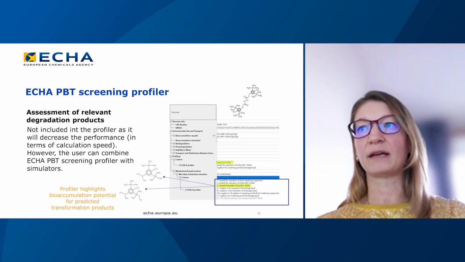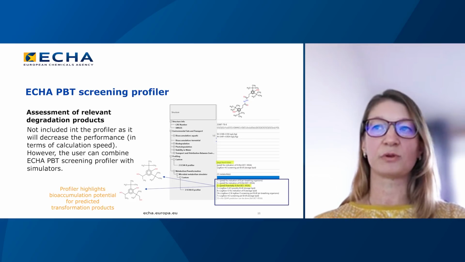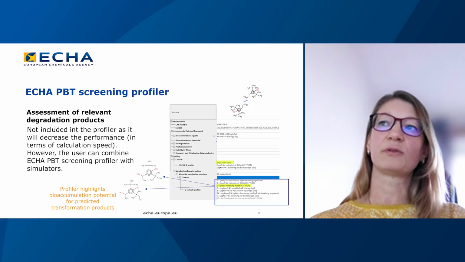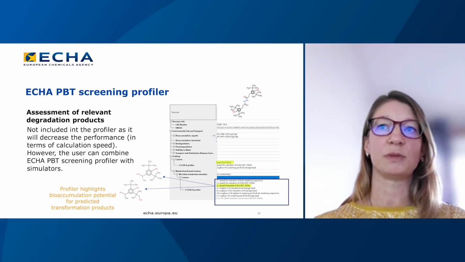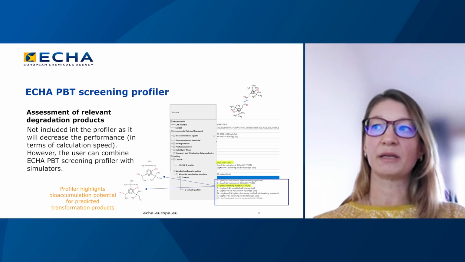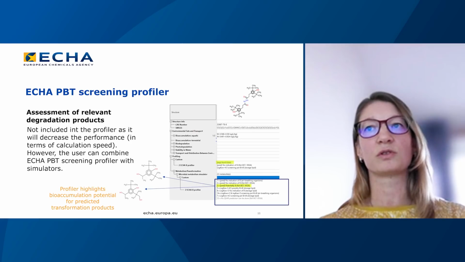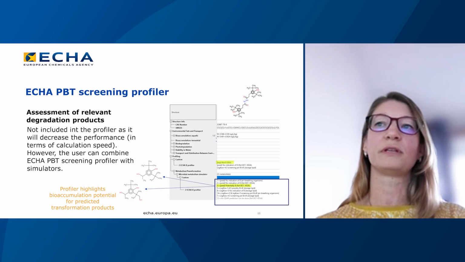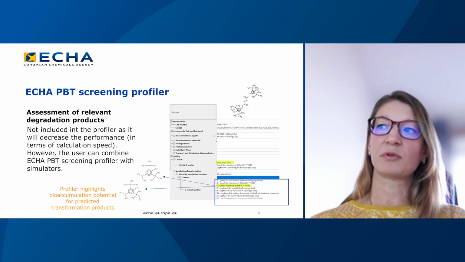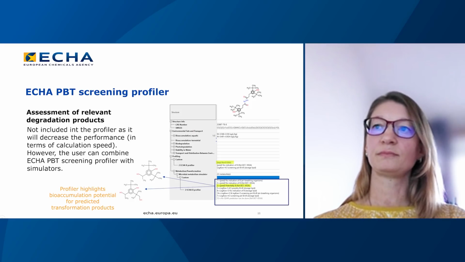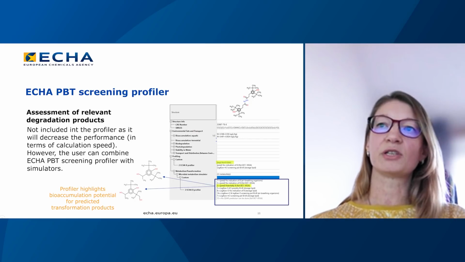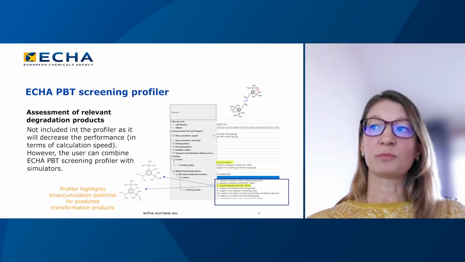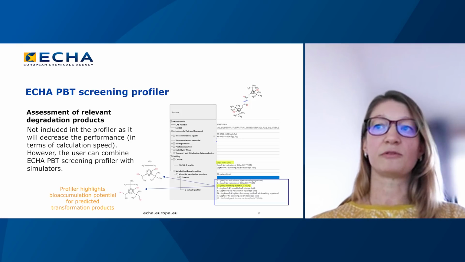The ECHA PBT screening profiler can in principle also help to assess relevant degradation products. This functionality is not included in the profiler itself, as it would decrease the performance in terms of calculation speed. However, it is possible to combine the profiler with the simulators in the QSAR toolbox. If this option is chosen, the profiler is applied to all predicted transformation products, and results are summarized as shown in the screenshot. By double-clicking, more detailed information can be made available. I should say there can be many transformation products being predicted, and so this operation may therefore take a while.